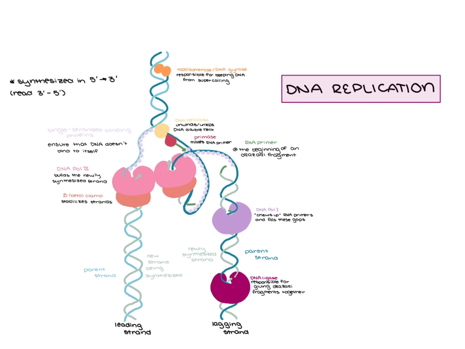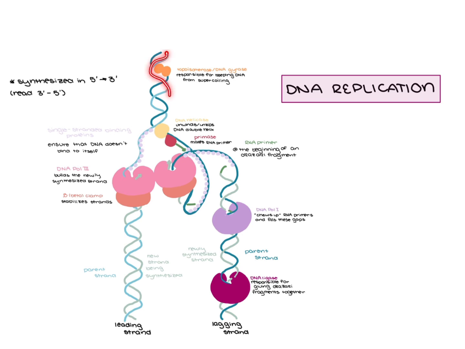If you look at the top here, there's an orange little blob that is topoisomerase, otherwise known as DNA gyrase. This is responsible for keeping the DNA from supercoiling. What that basically means is that we need DNA to be in a format where it's ready to split here at this replication fork. We need DNA to be not coiled in on itself, not super condensed or compact, so that we can split it apart here. So topoisomerase is going to be responsible for keeping that DNA from being really compact, from supercoiling.